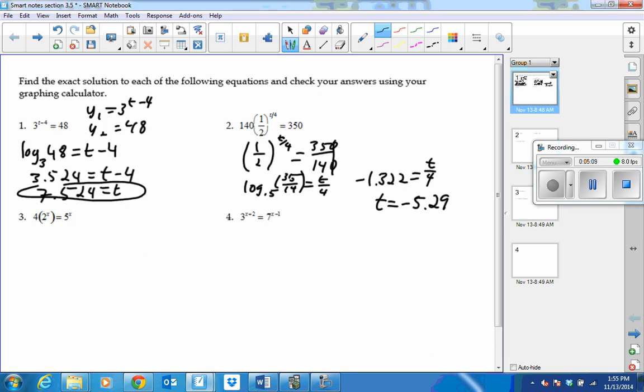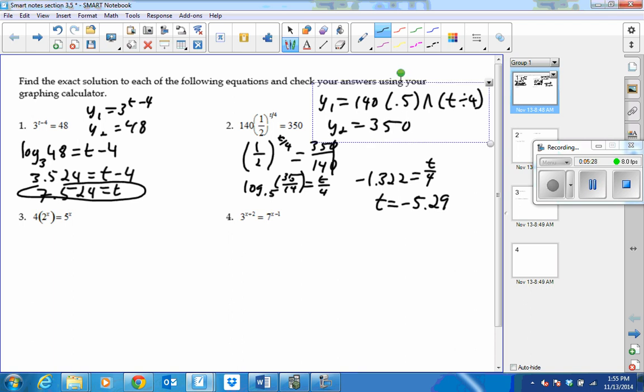And again, you could just put that in your calculator. You could put y sub 1 equals 140 times 0.5. When you raise it to the exponent, be sure you put the t divided by 4. And then on y sub 2, put 350. And be sure that you change your y maximum to go up to like 400 and do a scale of 50 on the y values.